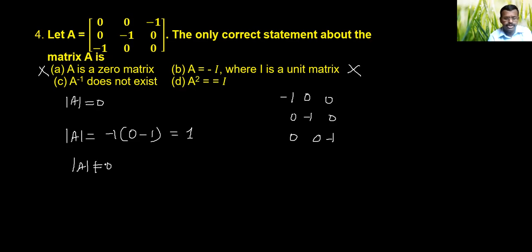Determinant A is not equal to 0 means what? Inverse exists. But here the statement says that it does not exist. Therefore, option C is also a wrong statement. Hence, option D is the correct answer. If you find out A square, we get I. So question number 4, D is the answer. Now I move to the next question.